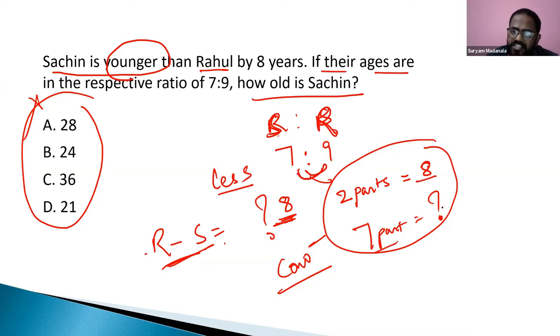I see here 2 parts is 8. So 7 parts is how much? Maybe the cross multiplication can help you out here, but not all the time. It is definitely more than 8. That means 7 by 2 into 8, you get 4, that is 28. Yes, very good, you're right. Good job. Are you getting it?